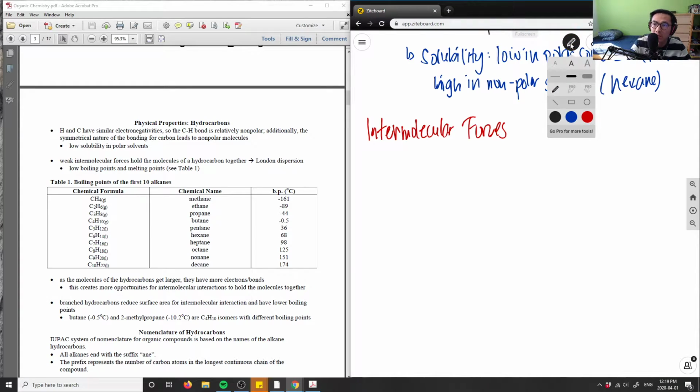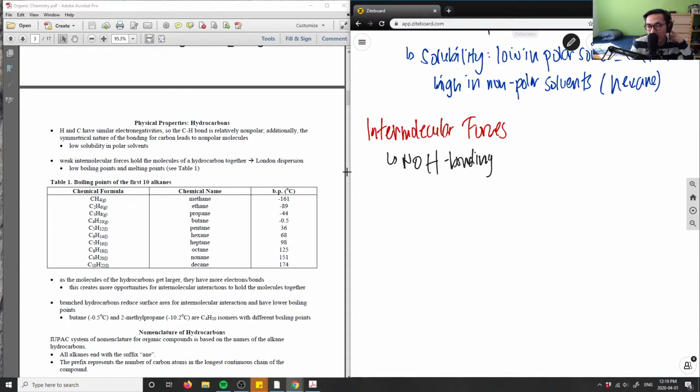Intermolecular forces. In this case, because it's nonpolar, we don't have a polar dipole. So first of all, no hydrogen bonding, or no H bonding, because we don't have hydrogen with fluorine or with nitrogen or oxygen. We don't have any dipoles because we don't have an electronegativity difference, so no dipoles.